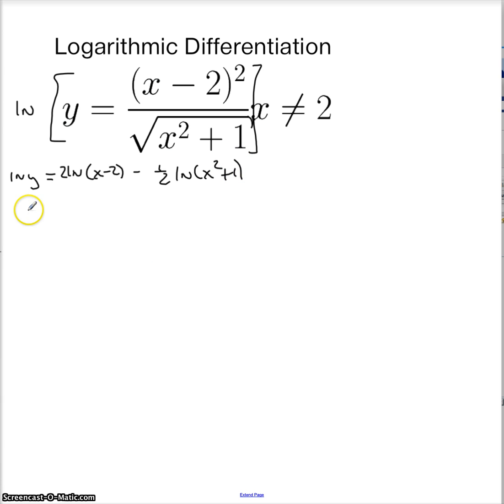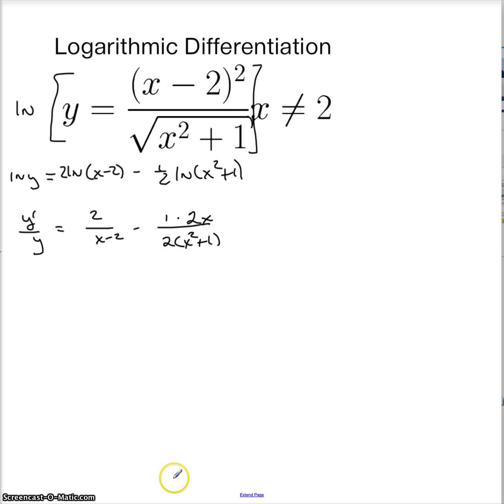Now let me take the derivative. So this is going to be y prime divided by y, and don't worry about that y there, we're going to deal with it in a minute, is equal to 2 over x minus 2 minus 1 over 2 times 1 over x squared plus 1 times 2x.